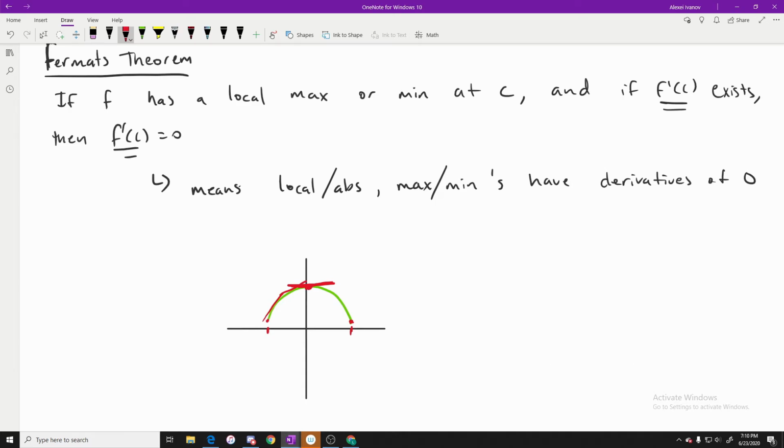And what we know about horizontal lines is that the slope of a horizontal line is 0. Likewise, if we were to have the opposite function, where we would have a minimum, I'm just going to freehand this one real quick, our slope would slowly come to this horizontal line, and again, the slope here would be 0.